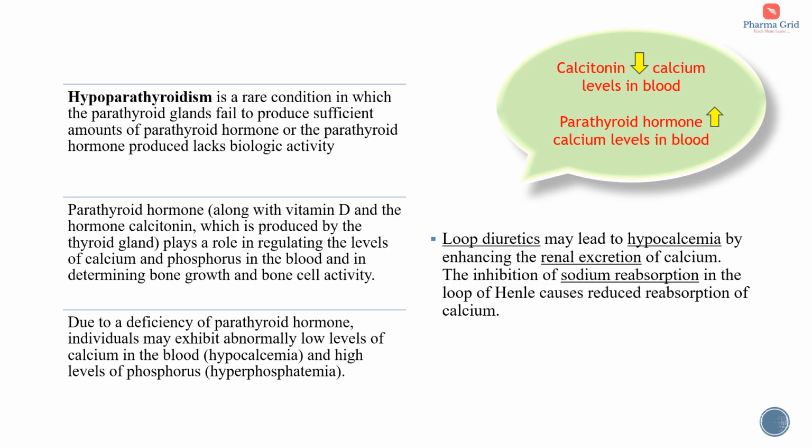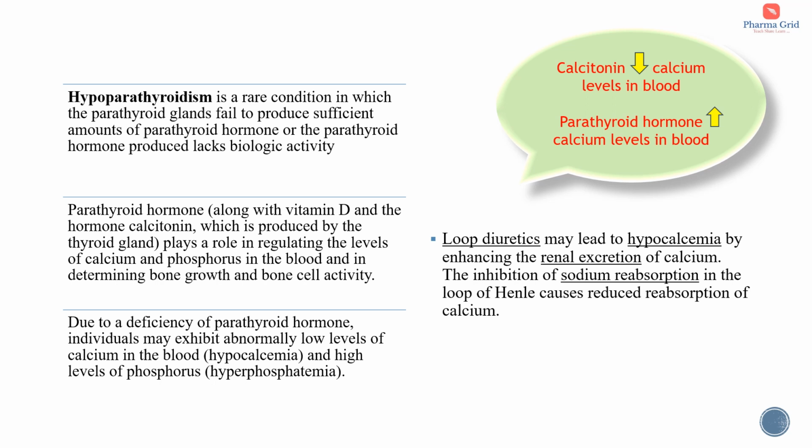Hypoparathyroidism is a rare condition in which the parathyroid glands fail to produce sufficient amounts of parathyroid hormone, or the parathyroid hormone produced lacks biologic activity. This parathyroid hormone, along with vitamin D and the hormone calcitonin, which is produced by the thyroid gland, all together play a role in regulating the levels of calcium and phosphorus in the blood and in determining bone growth and bone cell activity.